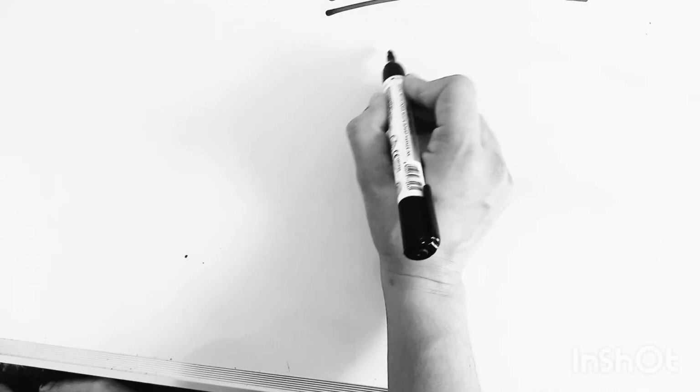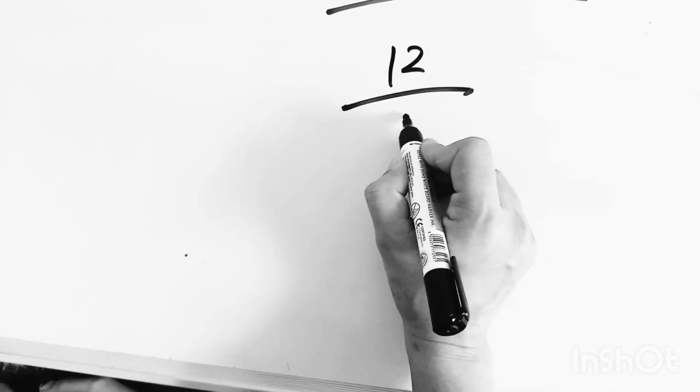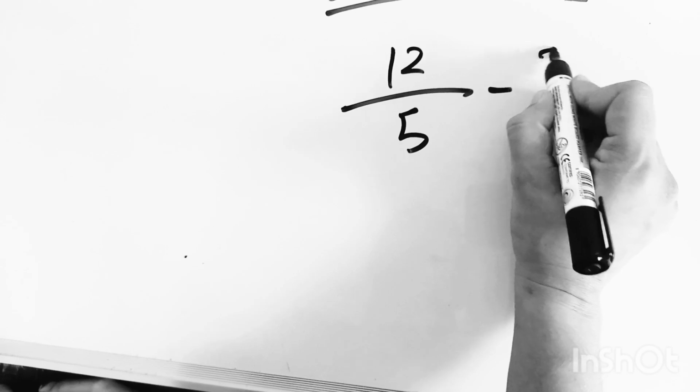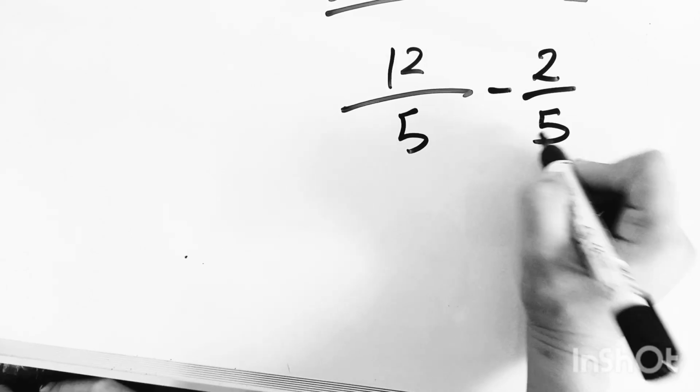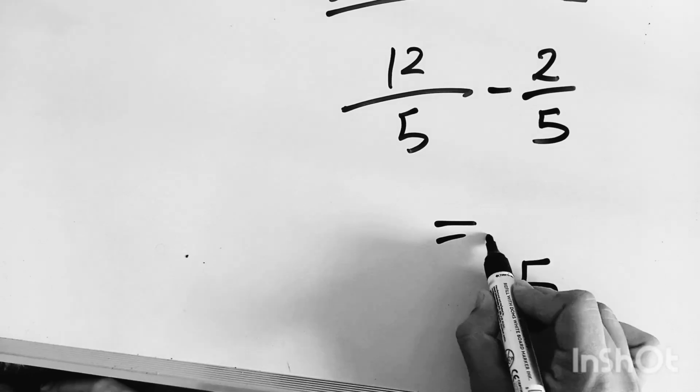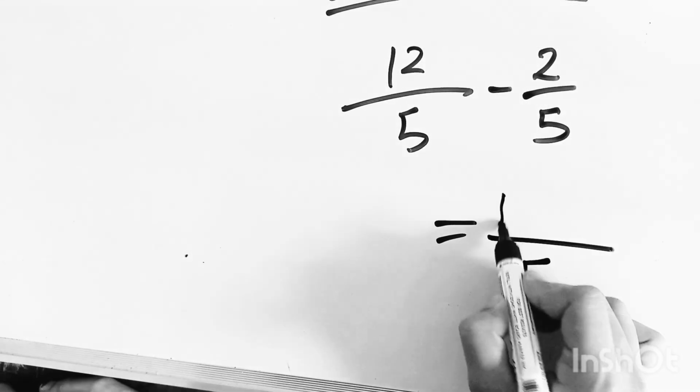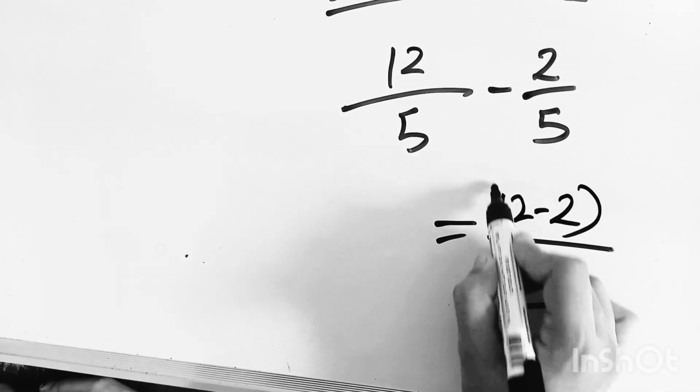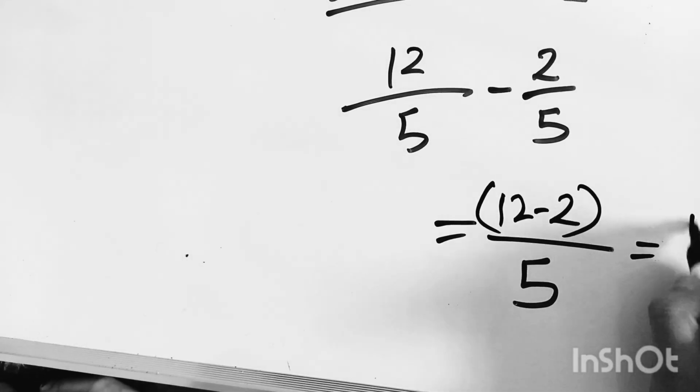One more example I will tell. Subtraction of like fractions: 12 by 5 minus 2 by 5. Okay. So like fractions, the denominator is common. So you can put the same denominator, and 12 minus 2. The numerator you have to subtract. So 12 minus 2 will be 10.